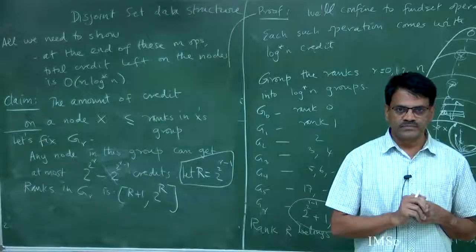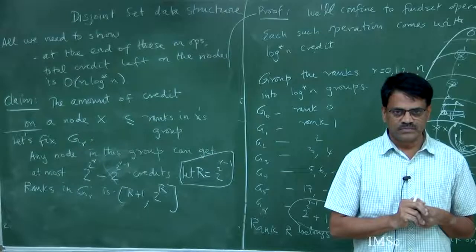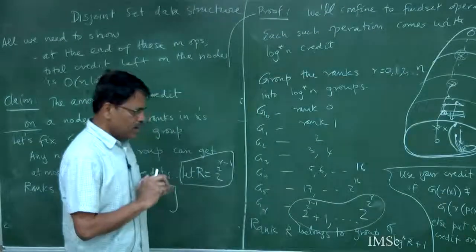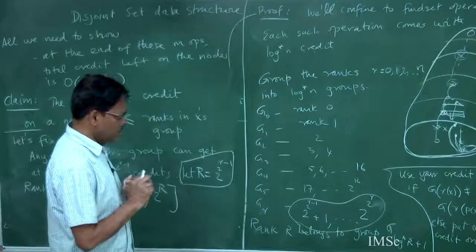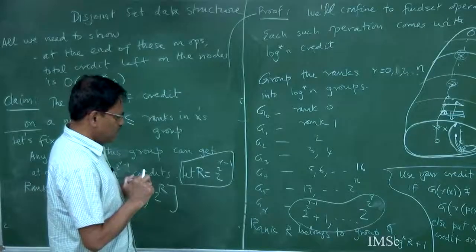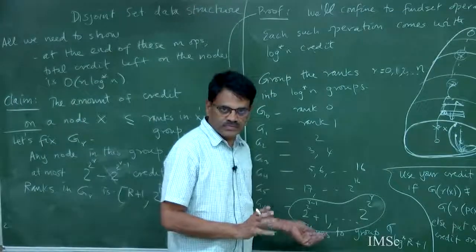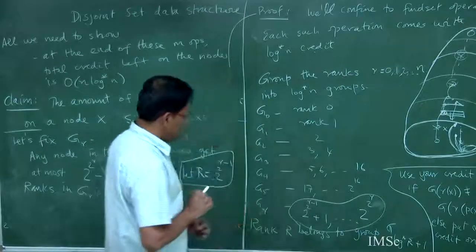Why is the range of ranks from 2 raised to 2 raised to r minus 1 plus 1 to 2 raised to 2 raised to r? Shouldn't it be 2 raised to r minus 1 to 2 raised to r minus 2 plus 1? So first of all, it's not the nodes; it's the ranks. Why ranging from 2 raised to r minus 2?